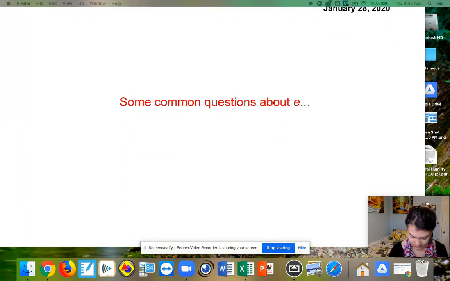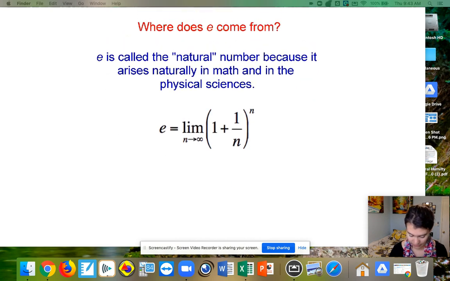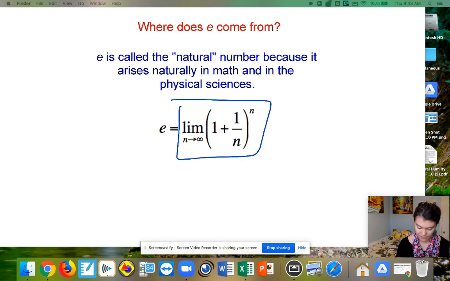So what is e? Some common questions about it. Where did it come from? e is called the natural number because it arises naturally in math and science when you do stuff. So this is technically what e equals. And this just kept coming up over and over again, so people decided to give it a name, like pi. They just call it e instead of having to write the limit as n approaches infinity of 1 plus 1 over n to the n over and over again.